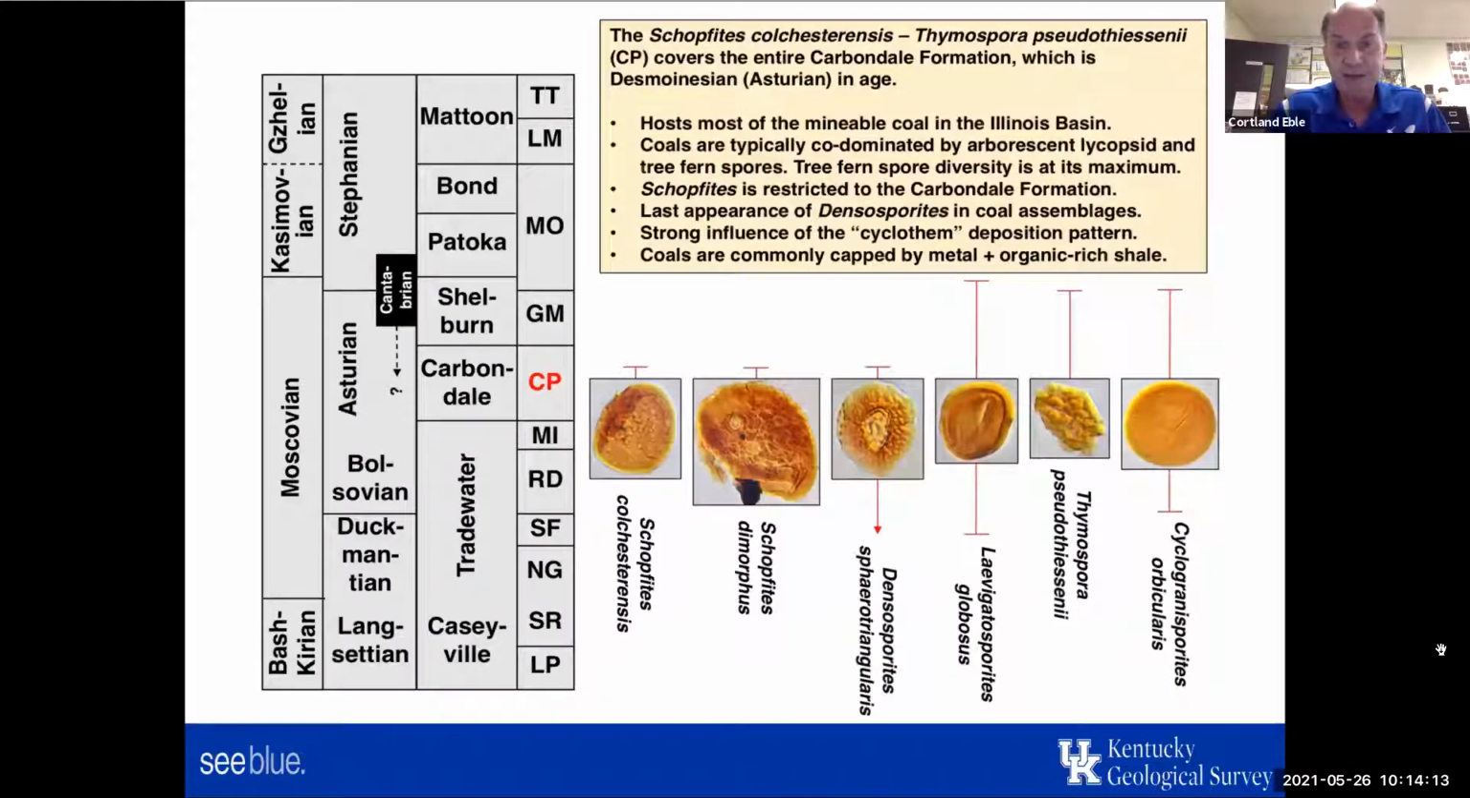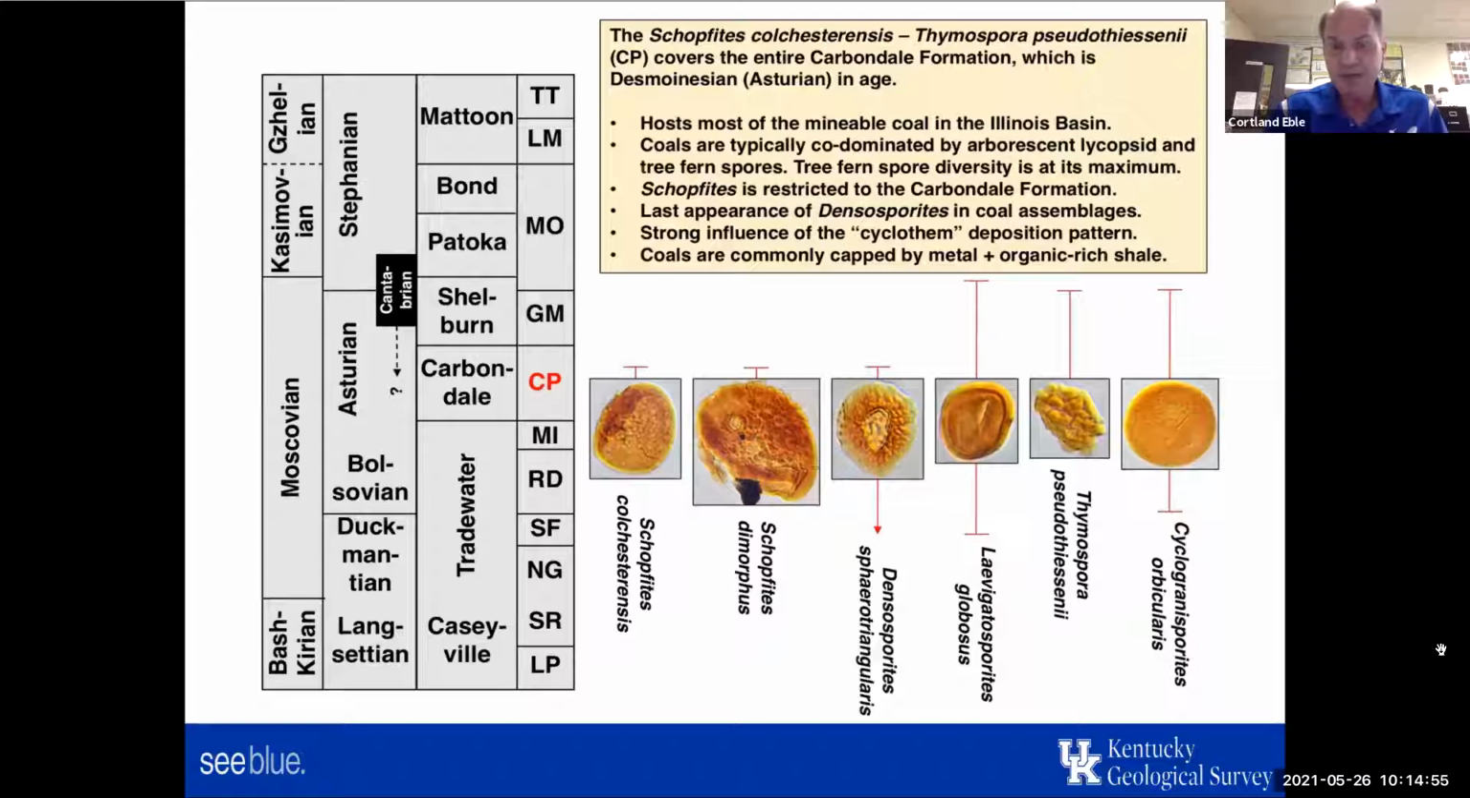Marching upward, this is where the CP, the Schopfites colchesterensis, Microspores pseudothecani zone, occupies all of the Carbondale Formation. And this is important because the Carbondale Formation has about 90% of the mineable coal in the Illinois Basin. It is extremely coal rich. Two of the major beds, the Springfield and Herrin, our most recent coal resource calculations put a combined estimate at just over 160 trillion tons of coal. That's a great deal of coal.